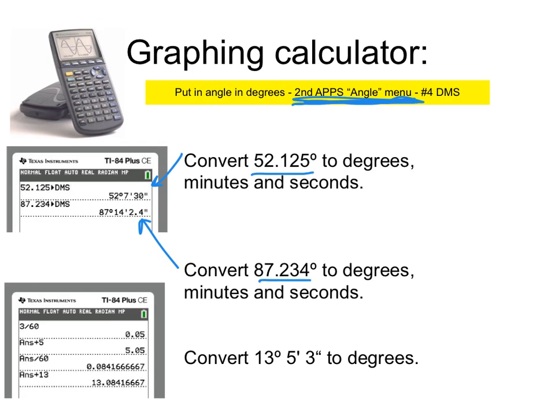Put in 87.234, second apps, the angle menu, change to degree minutes seconds, and you should get that answer. If you look in the angle menu, there is a little degree symbol and a minute symbol, but there isn't a seconds symbol, so I just think this one's pretty easy. And if you look over here to the left, these are the same steps that I just did on the chart that was before.